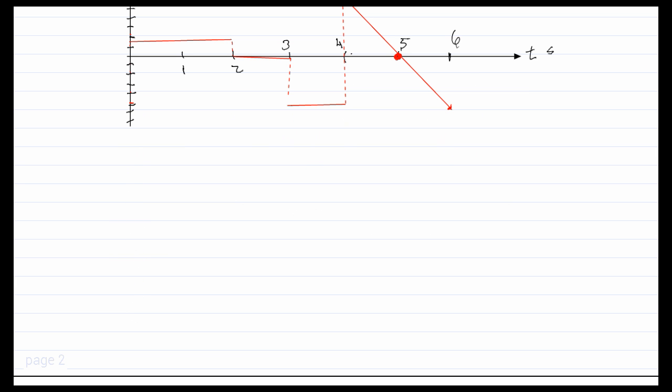And I want it lined up more. Alright, there we go.